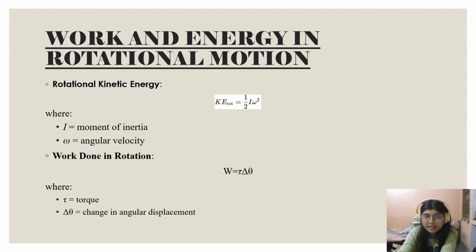Moving on to our next slide, work and energy in rotational motion. So when we are talking about kinetic energy, as we can remember from what we learned earlier, kinetic energy is equal to half mv square. But when taking into consideration that we are talking about rotational kinetic energy, the formula changes to half I omega square, where I is the moment of inertia, which we will discuss in our next slide, and omega is angular velocity, like we talked earlier. And work done in case of rotation is calculated by W is equal to torque and change in the angular displacement, that is del theta.